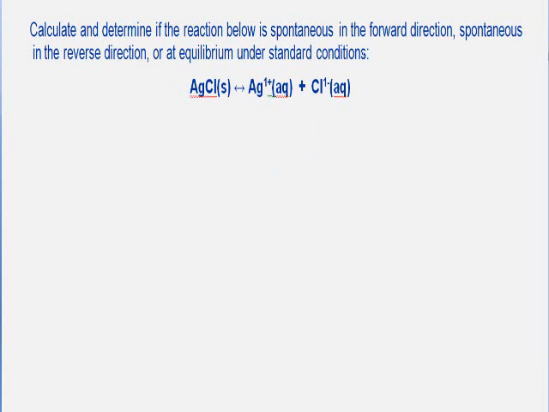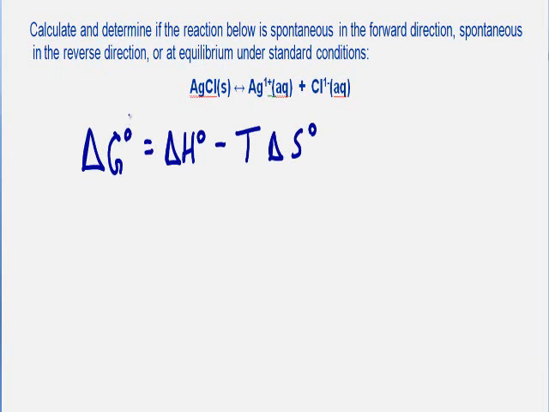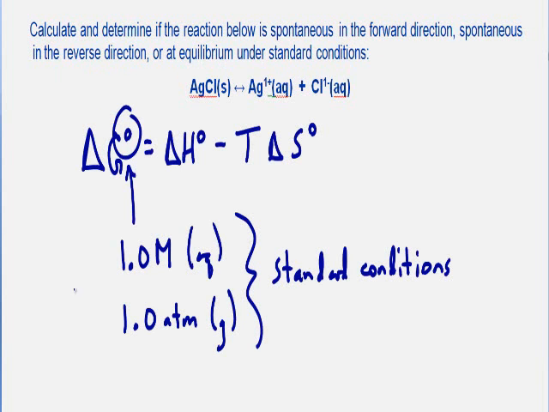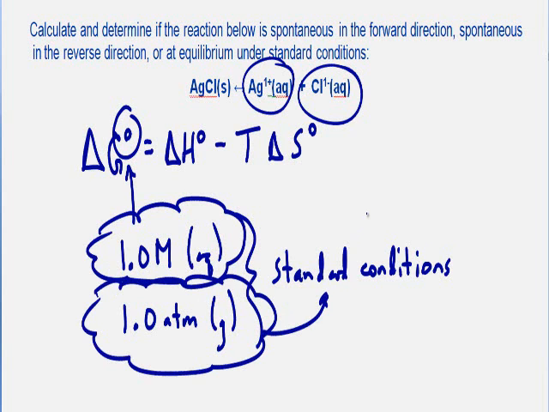Now, what we're asked to do here is determine: is the reaction spontaneous in the forward direction, spontaneous in the reverse direction, or is the reaction at equilibrium, specifically under standard conditions? Now, when we indicate standard conditions, that's denoted by this little degree sign. When we say standard conditions, in this case, these are both aqueous ions, so 1 molar concentration is standard conditions. If something were gaseous, 1 atmosphere pressure would represent what we refer to as standard conditions.